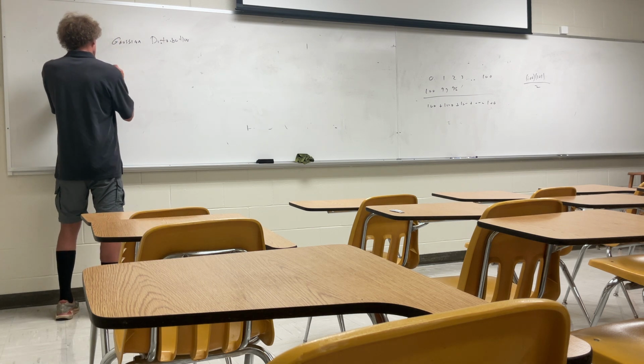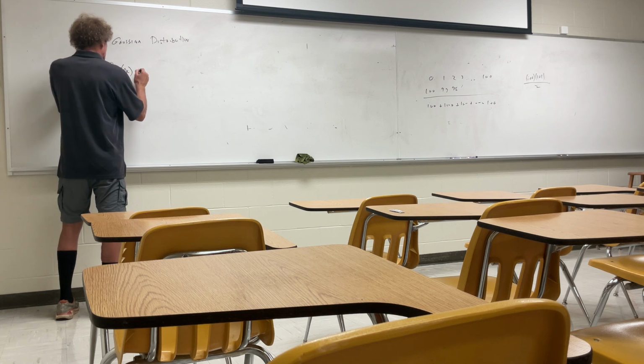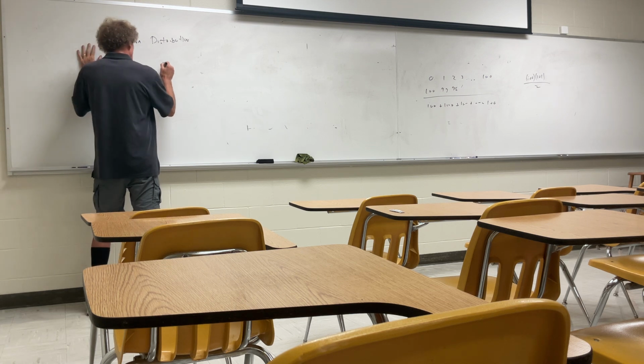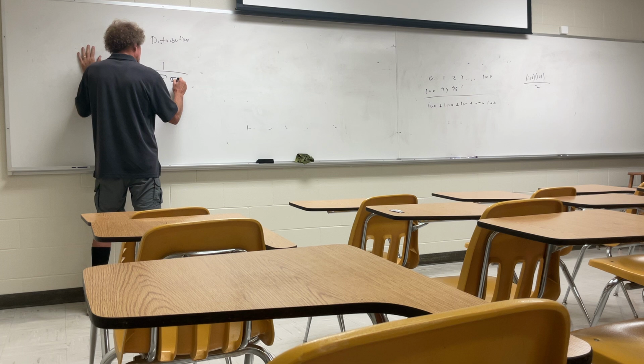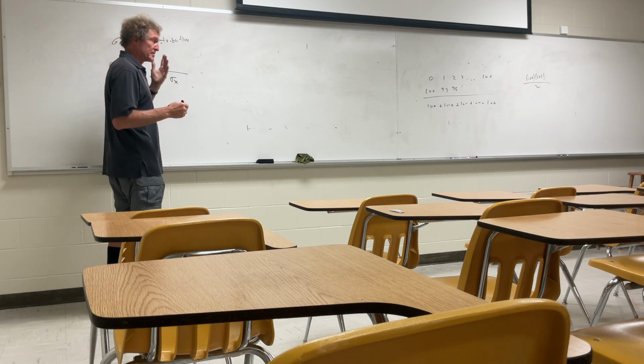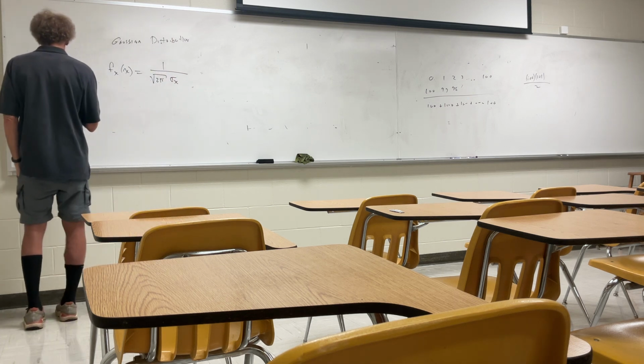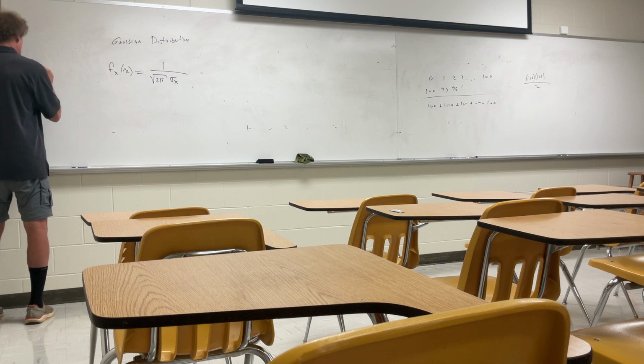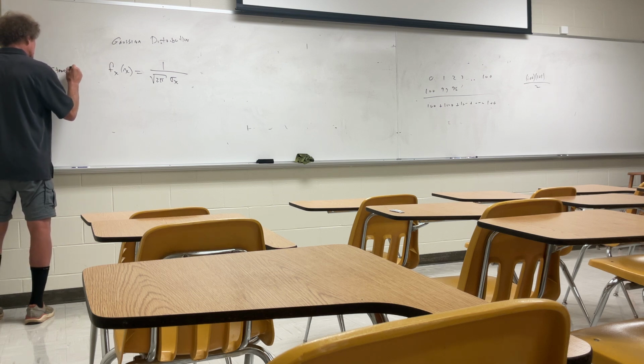So, what is the Gaussian distribution? Well, it says this. The density function is going to be equal to 1 over the square root of 2 pi times sigma of x, that's going to be the variance, or the standard deviation, I better put that down. Sigma of x is called the standard deviation.